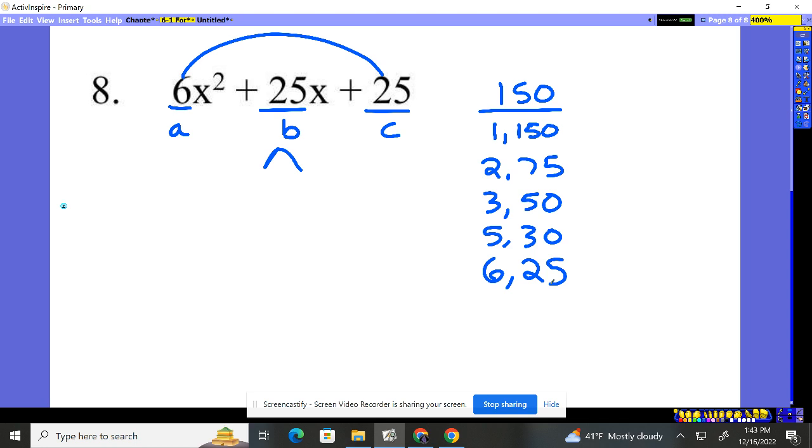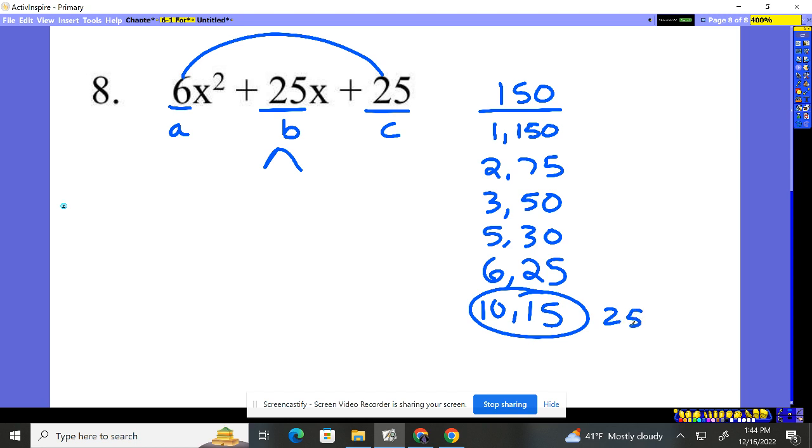7 times anything? No. 8 times anything? No. 9 times anything? No. 10 times 15. Wait a second. That's all that's really left. And what does 10 and 15 add together to give you? 25, which is what we want.